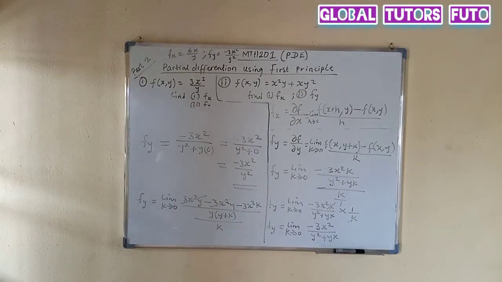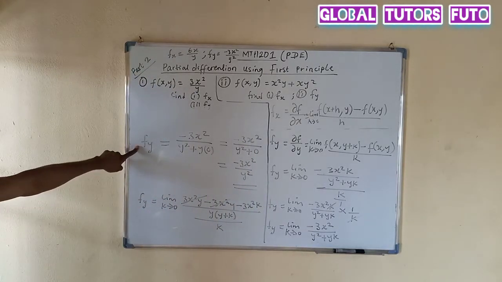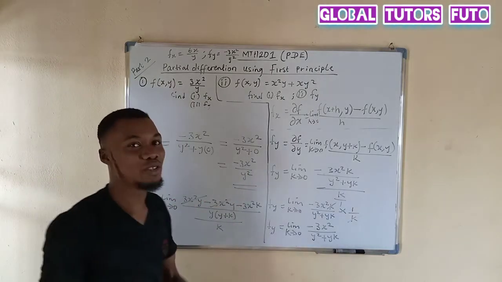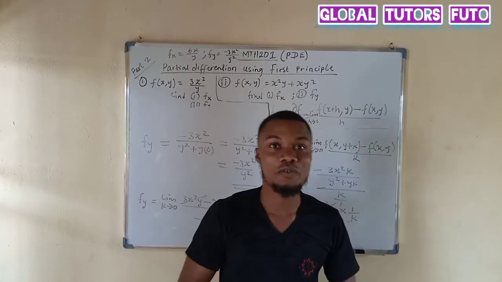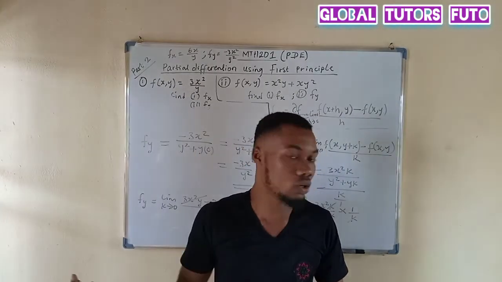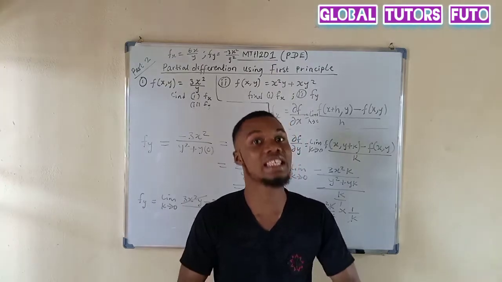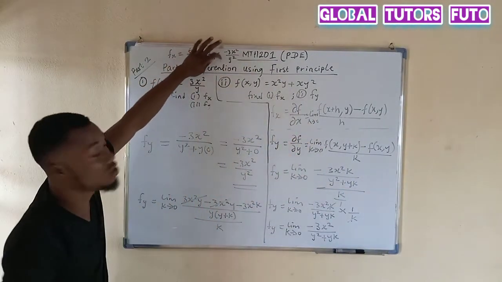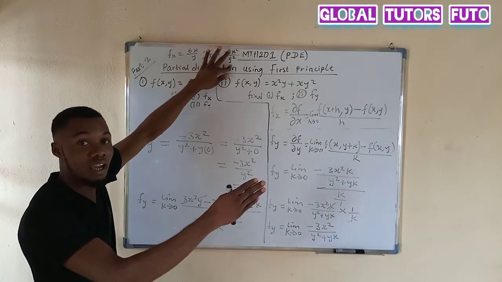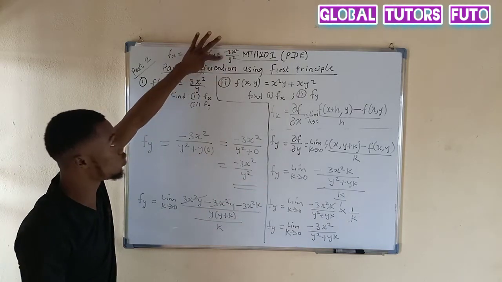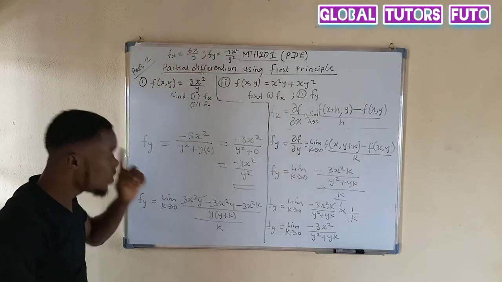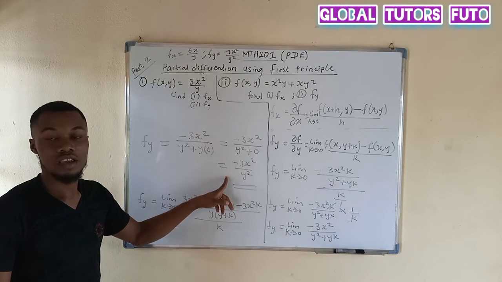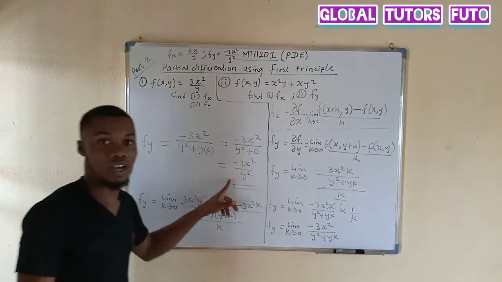So let us check if it is exactly what we got before. As you can see, our f of y is equal to minus 3x squared over y squared. So anyhow you take it, you will get it. First principle is just that it is long, but if you use it, you still get the same thing you obtain using the general method. Remember, when we solved it using the general method, we separated the constant from what we're working on. This is what we got for f of y, minus 3x squared over this. If you use first principle, you will still arrive at it.